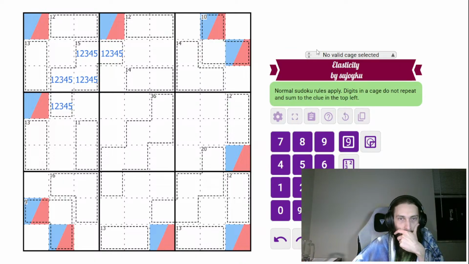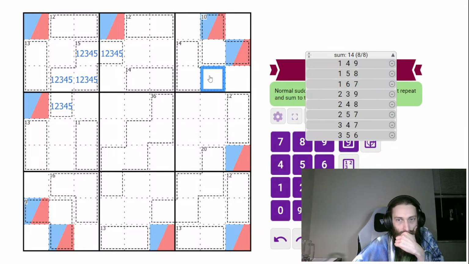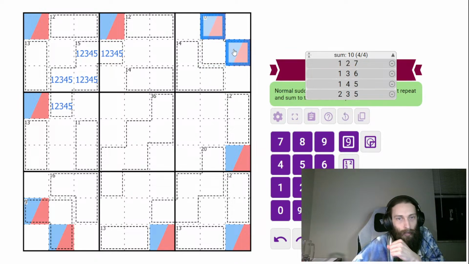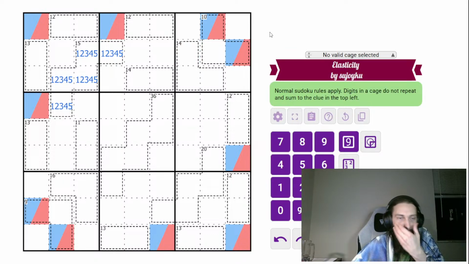Ten has to have 2 from 1, 2, and 3. 1, 4, and 5 is only one option. Yeah, but it has to have 2 from 1, 2, and 3, because if you look at row 1 and column 9. Uh-huh. Well, no, it doesn't have to have 2 of them from there. Yeah. In fact, it could be neither of those two. Yeah. But 14 has an option where it's 2, 3, and 9. Okay.